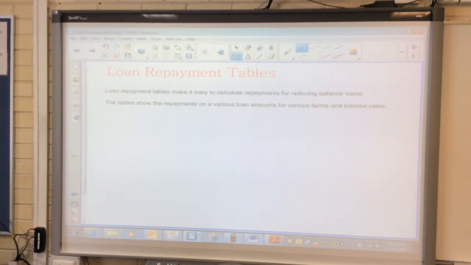So the first table we're going to look at is one that tells me what I would repay if I borrowed $1,000. If I'm buying a house, for example, though, it's not going to cost me $1,000. It might cost me $480,000. It's going to cost me a lot more. So whatever value I get from the table, I would have to times by, for example, 480.